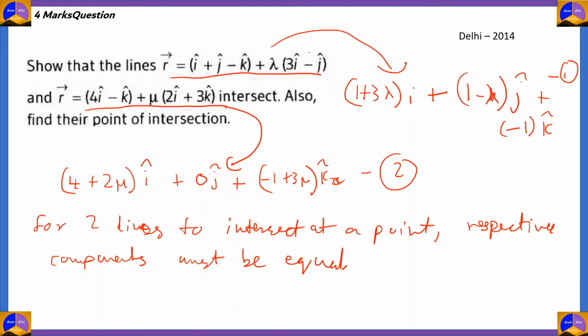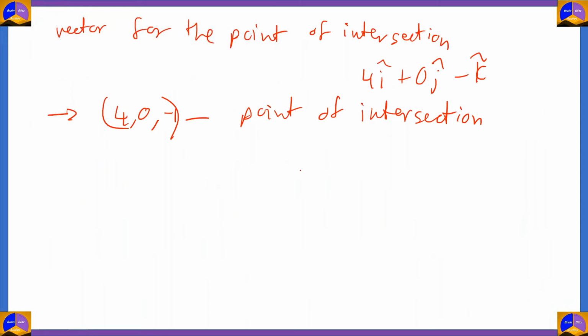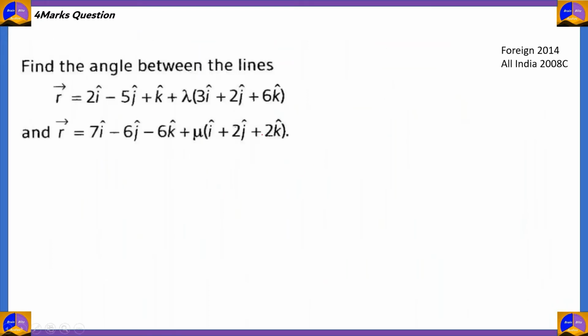So therefore, we showed that these two lines intersect, and we also found the point of intersection as (4, 0, -1). So that ends our first question.